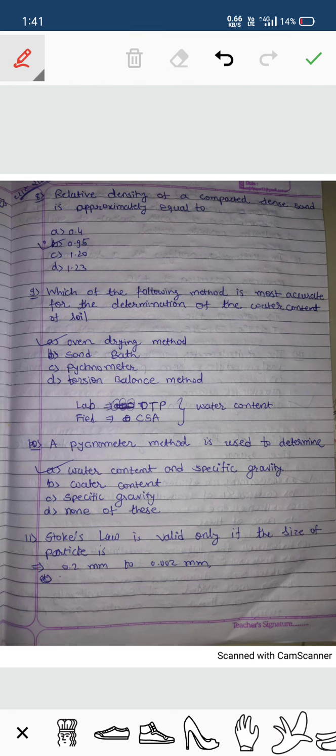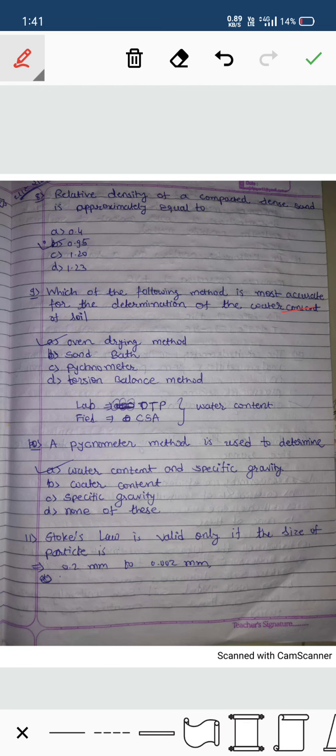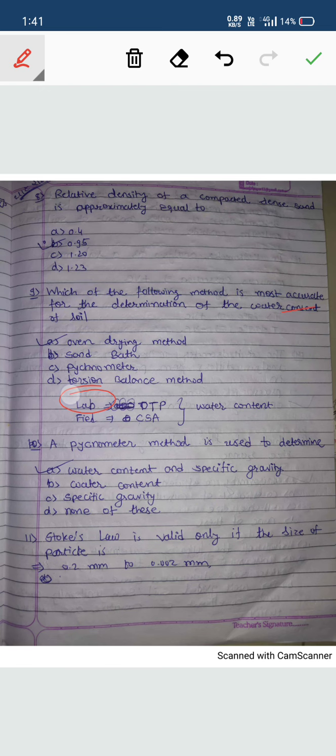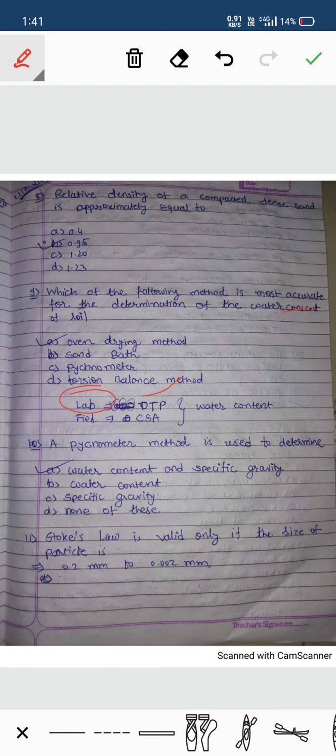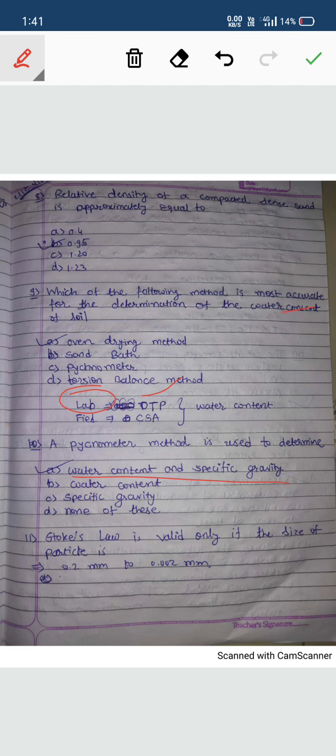Here we want the most accurate method. The most accurate method is the first laboratory test, the oven dry method. The pycnometer method is used to determine the water content and the specific gravity.